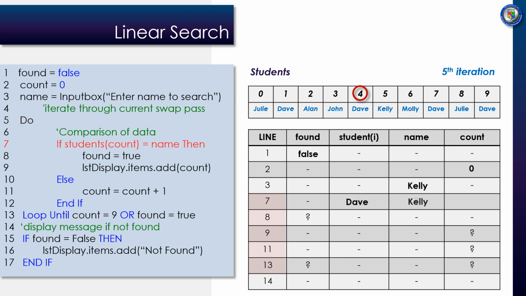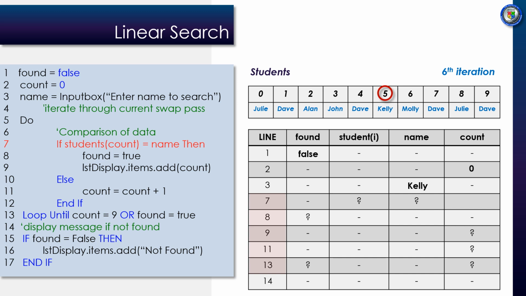With count at 4, again we've got Dave and Kelly, we are still at false. At line 11 we increment by 1 to increment that counter to traverse that array. We are now at 5. Our boolean at line 13 is still false. Again, going back round the loop.